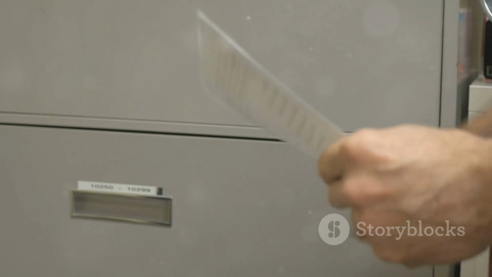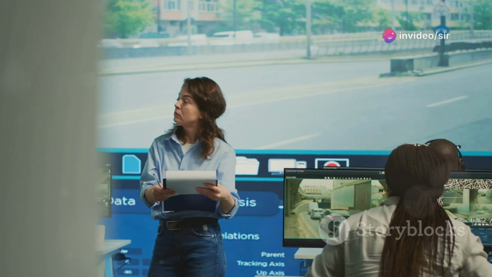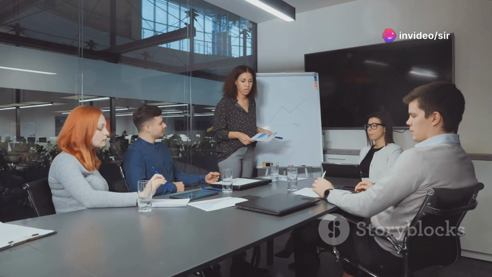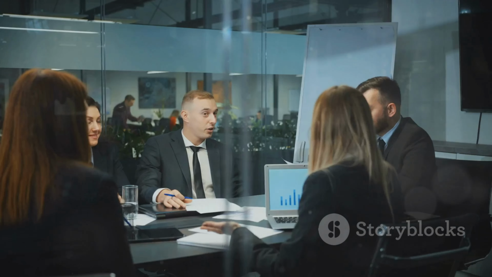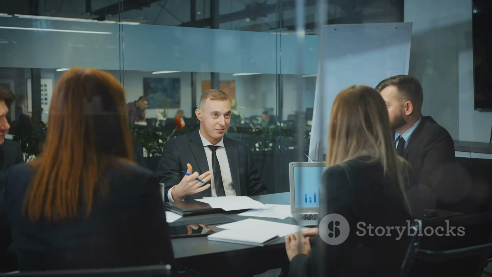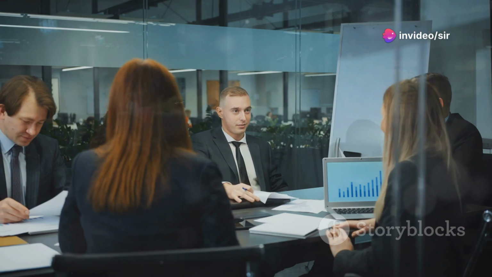Next, we move on to administrative principles. Henri Fayol came up with this one. He identified 5 key functions of management: planning, organizing, commanding, coordinating, and controlling. Fayol's principles provided a structured framework for management, emphasizing that good administration is essential for any successful organization.